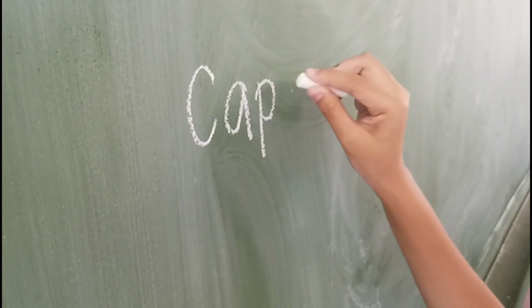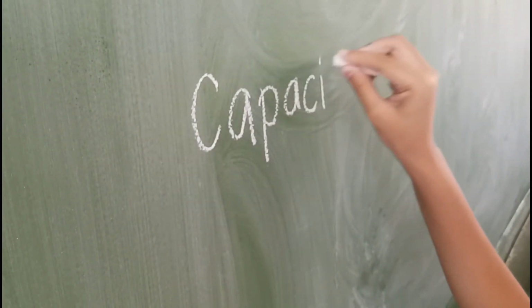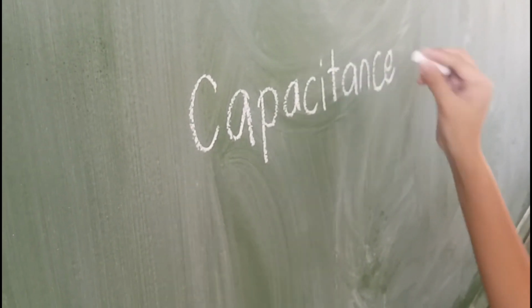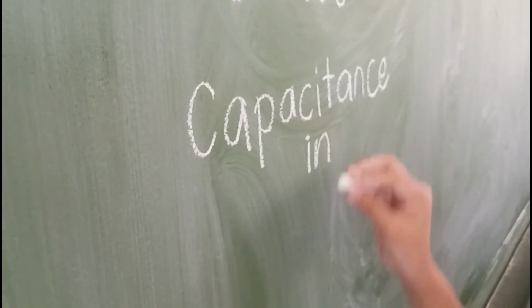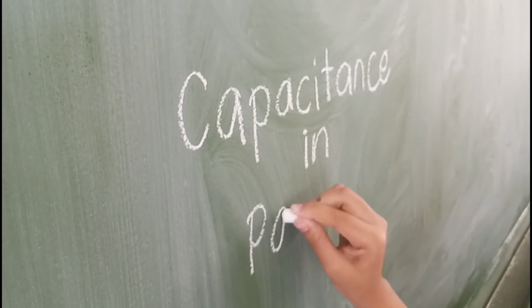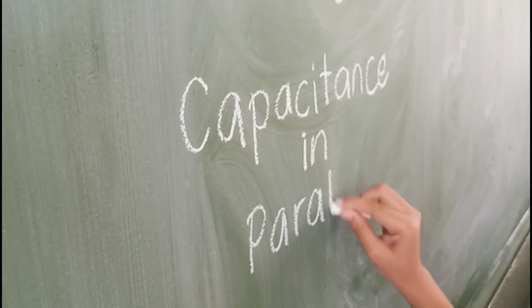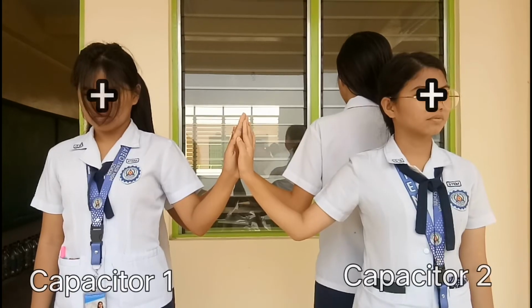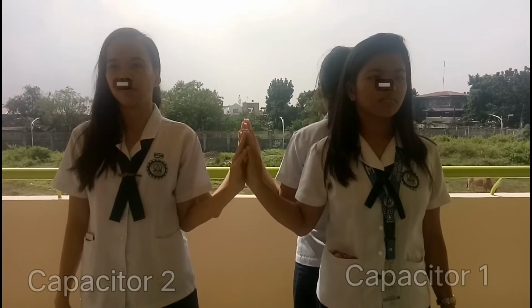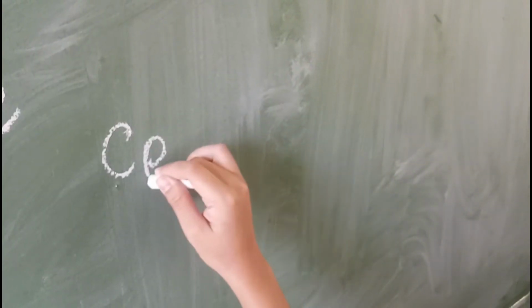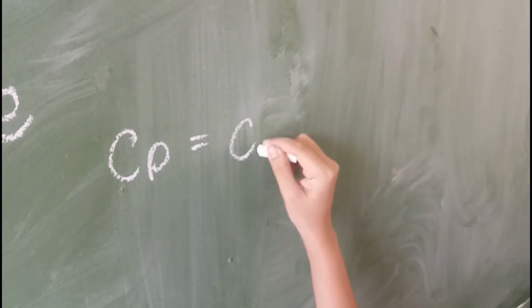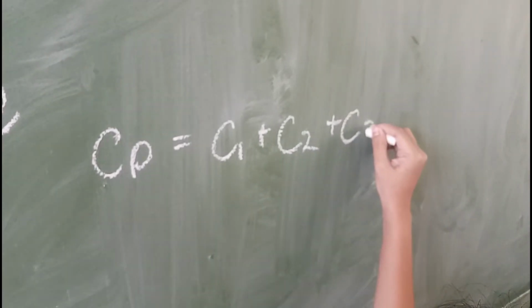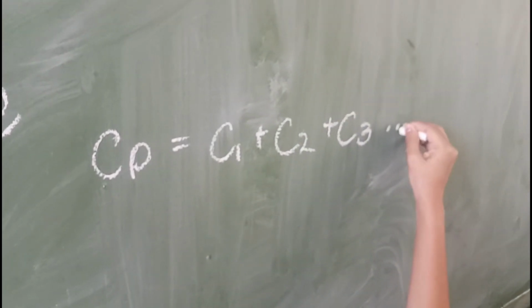Now let's go on to capacitance in parallel. The voltage connected across all the capacitors in a parallel circuit is the same. So capacitors in parallel have a common voltage. The connection of capacitors in parallel is positive to positive and negative to negative. So the formula is total capacitance equals capacitance 1 plus capacitance 2 plus capacitance 3 and so on and so forth.